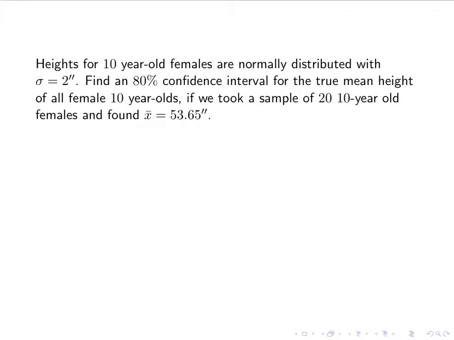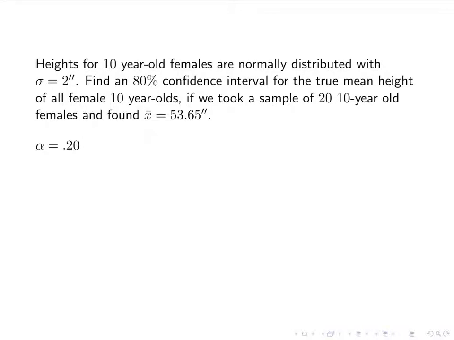So let's try another example. Heights for 10-year-old females are normally distributed with sigma equaling 2 inches. Find an 80% confidence interval for the true mean height of all female 10-year-olds, if we took a sample of 20 10-year-old females and found x bar was 53.65 inches. So again, the underlying distribution, heights for 10-year-old females, is normally distributed, so it's okay that our sample is smaller than 30.